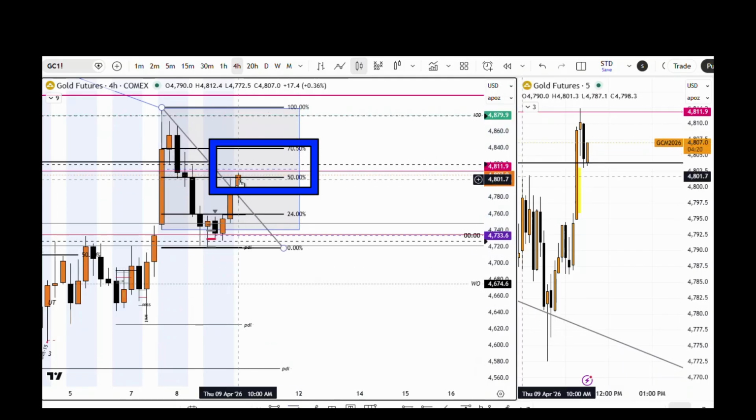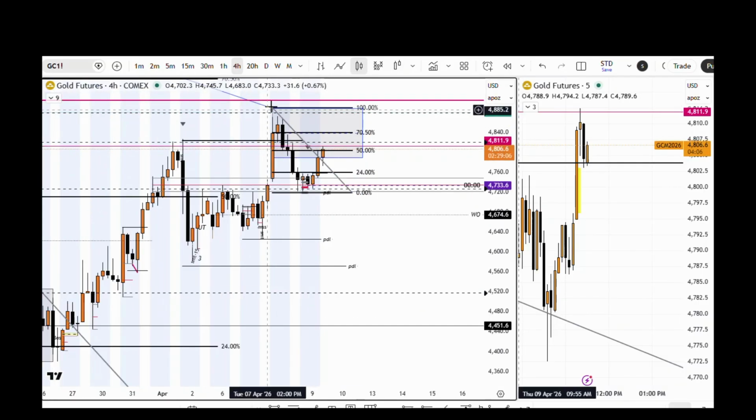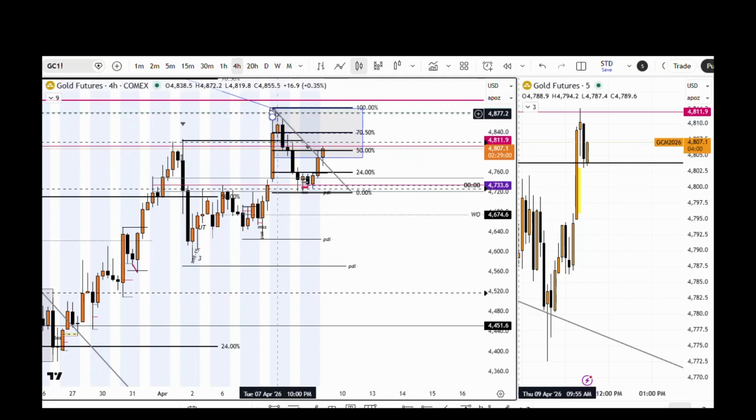What is this? 50 to 70. That's your kill box. So what that means is I have actually gone short again. Now, if you've been watching the series, you know that I was already short from this high, but I've now added to my position inside this kill box.